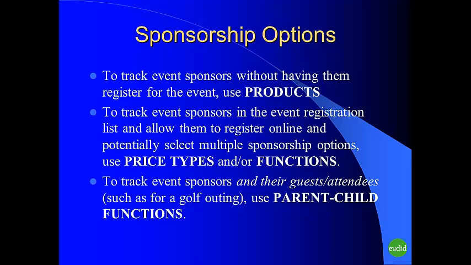For sponsorships that include complimentary attendees or guests, parent-child functions can be used. This allows the guests to be tracked as registrants for the event and to be specifically assigned to the sponsor. Please note, it is possible to receive a guest list from a sponsor without requiring the guests to be registered for the event. This can be done using price types and functions without using the parent-child feature. This video focuses on the parent-child feature.